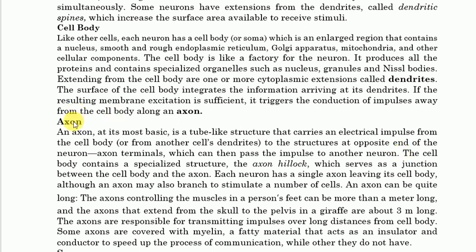So the cell body contains a specialized structure, the axon hillock, ni kama pale mahali ambapo axon inaenda kujiunga kwenye cell body, which serves as a junction between the cell body and the axon. Axon pale inapoenda kujiunga kwenye cell body panaitwa axon hillock. Kwa axon yenyewe ni kama tube fulani, ile tube inaenda kujiunga kwenye cell body. So each neuron has a single axon leaving its cell body, although an axon may also branch to stimulate a number of cells.